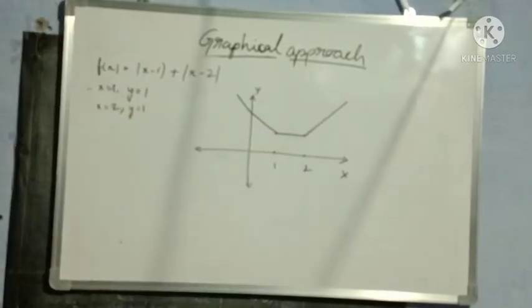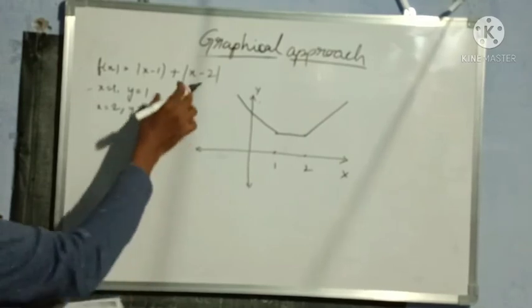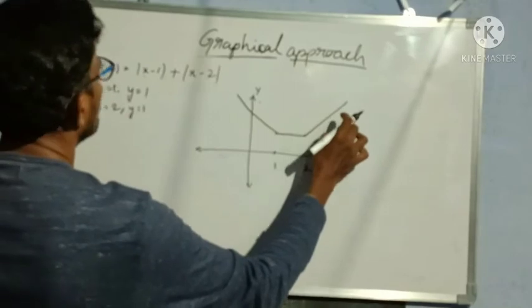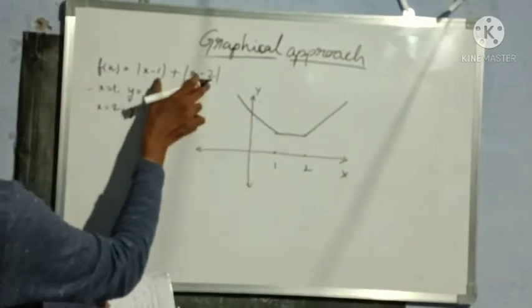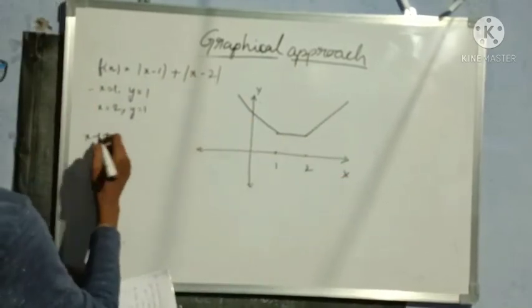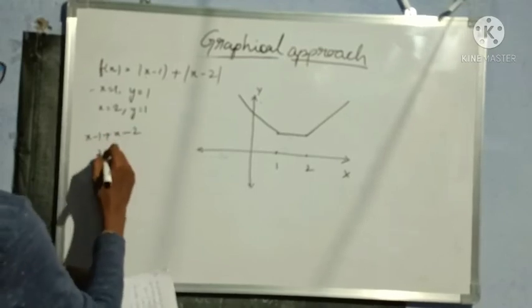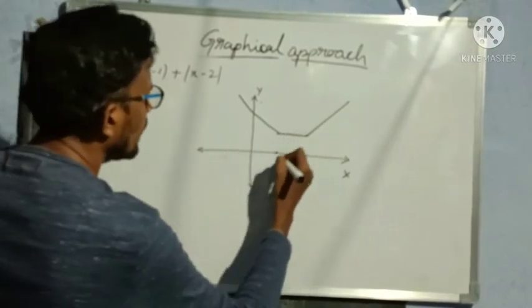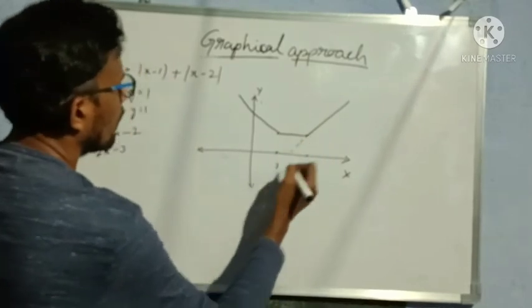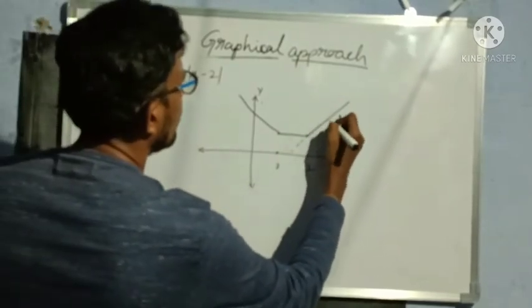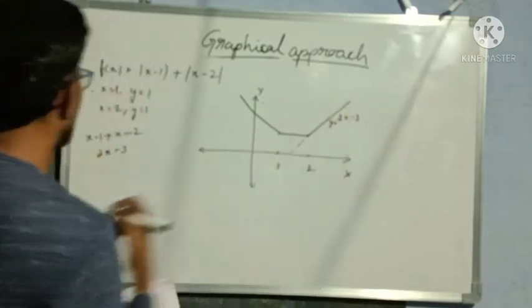Understood? This is our graph. Now what is the positive value of this graph? Positive value means both we have to take plus, meaning x minus 1 plus x minus 2. This becomes 2x minus 3. So this graph becomes y is equal to 2x minus 3.